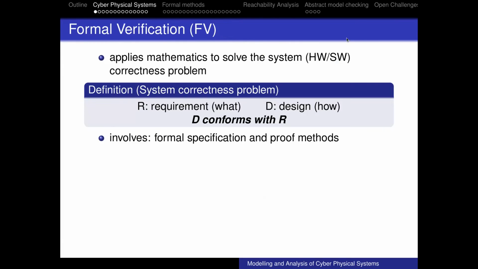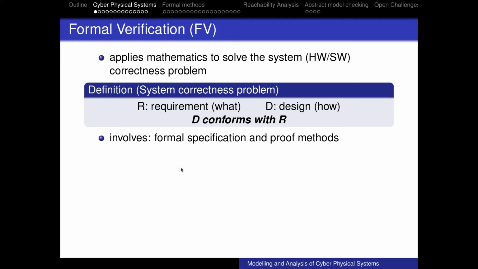But let's understand the concept of formal verification. Formal verification is a technique of applying mathematics to solve the system correctness problem. What is the system correctness problem? Any system is designed keeping in view certain requirements, and then we implement the system. So at the beginning we have requirement R, and at the end we have the final system design D. The system correctness problem says that we need to establish mathematically that D indeed conforms with the requirement R.